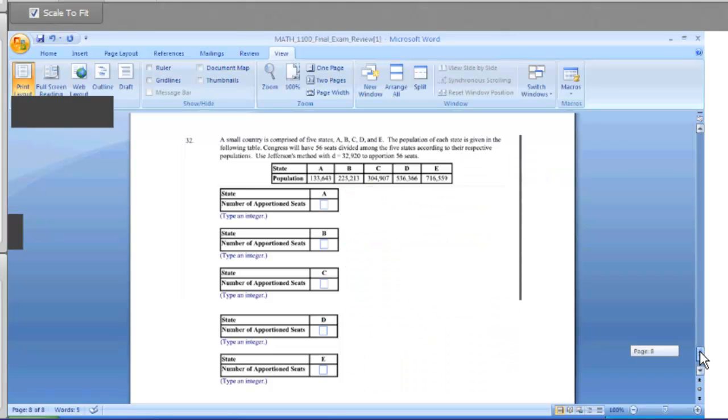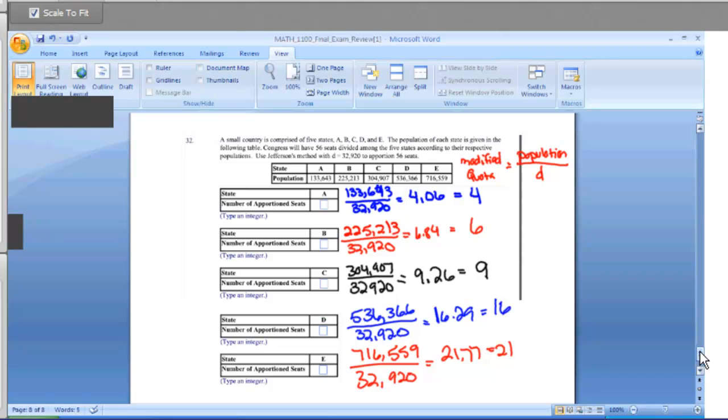And then let's double check that we did everything properly. To double check, we're just going to add up our numbers. So 4 plus 6 plus 9 plus 16 plus 21. And sure enough, whenever we add all those up, we get 56. So we know that we apportioned all the seats properly.